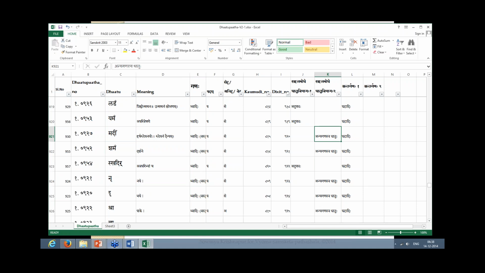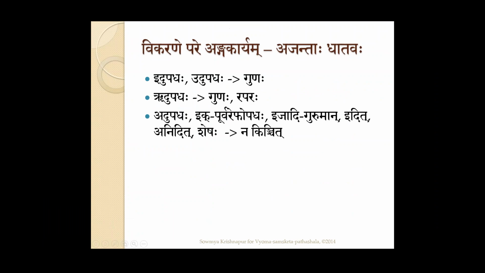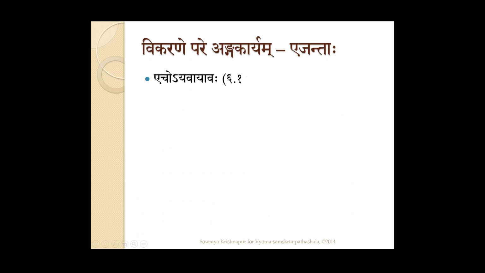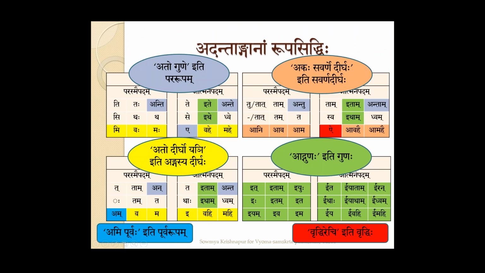Vikarane pare kinchid angakaryam bhavati. Mukhyataha gunaha. Yadi igantaha athava hrasva igupadhaha tarhi gunaha bhavati. So anyat kimapi angakaryam nasti bhadigane. Ting paretu ato dirgho yanyi iti ekameva angakaryam kanichana sandhikaryani. Once you get these vikarananta forms, you just have to go to these. Etaihi sutraihi rupa siddhihi bhavati.